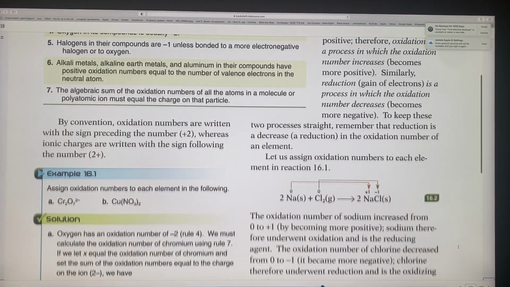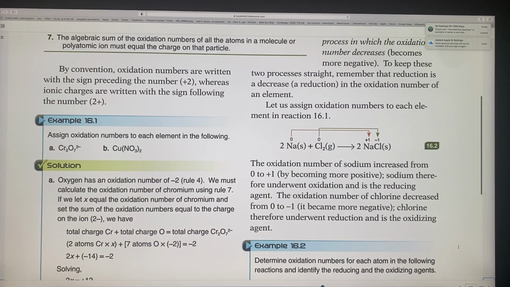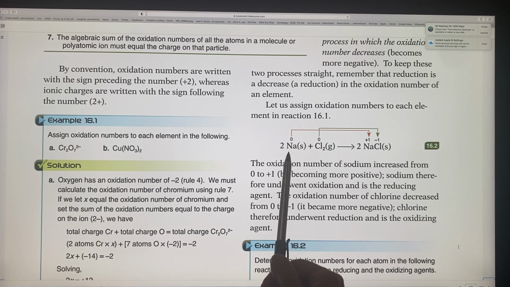So that's kind of important. We need to know that. And so here's an example of it here. And so we have 2 sodiums and chlorides equal sodium salt right here, right? So this is a pretty easy one.